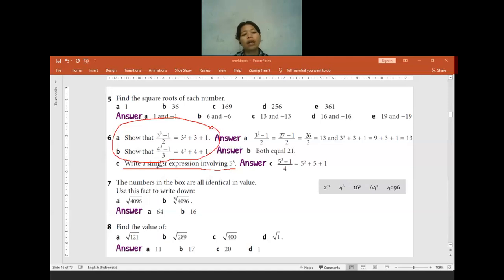Question 7. The numbers in the box are identical in value. Identical in value, so it means all of them are the same. 2 to the power of 12 equals 4096. 4 to the power of 6 is 4096. 16 to the power of 3 is also 4096. 64 to the power of 2 is also 4096. All of the indices here, when you change them into a normal number, the answer equals 4096.